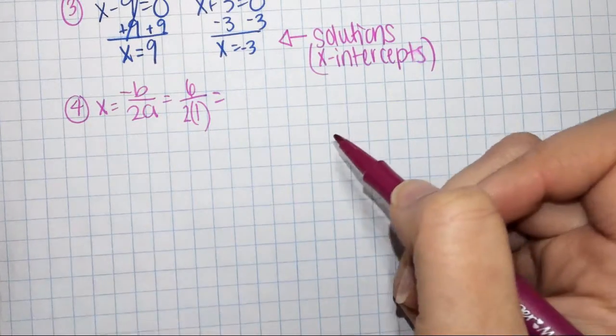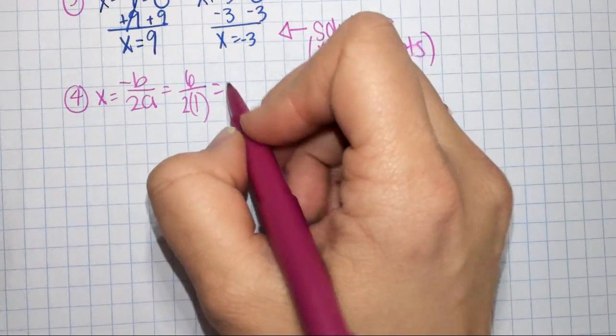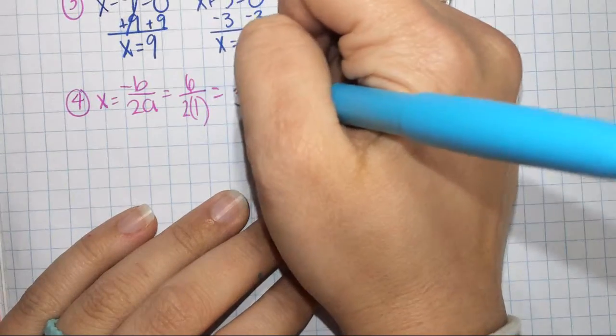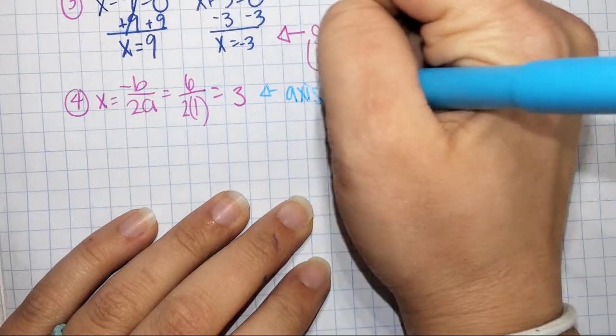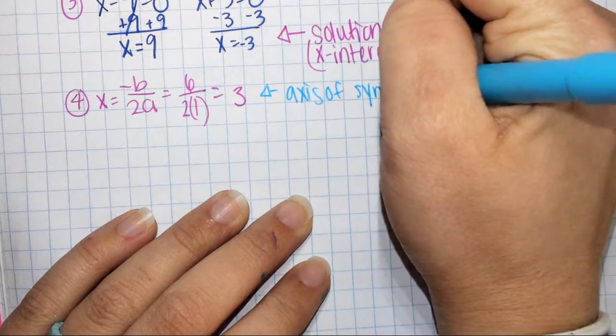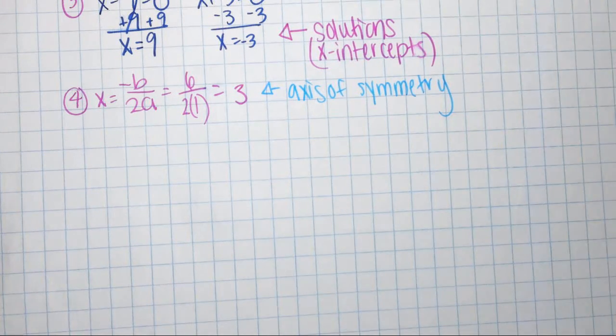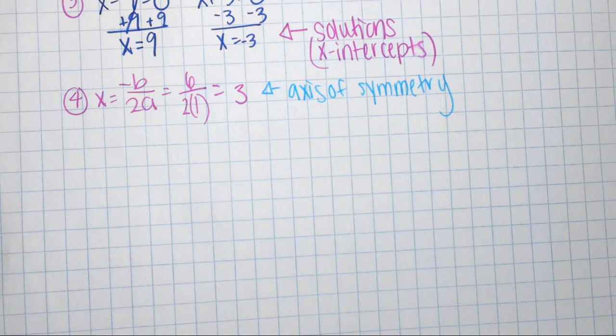Alright, 2 times 1 is 2, 6 divided by 2 is 3. Now, that gives me my axis of symmetry. But I need to find my vertex. Who can help me find my vertex without screaming at me? All right, Damien. What is next from there? We wrote it down on the previous page.